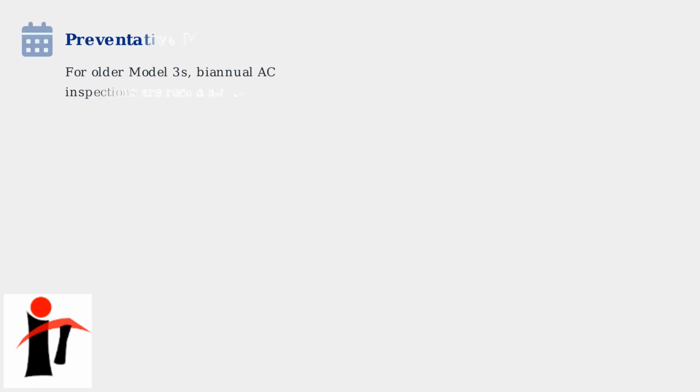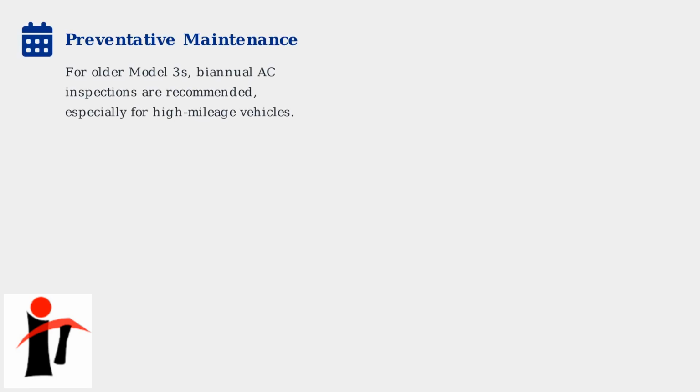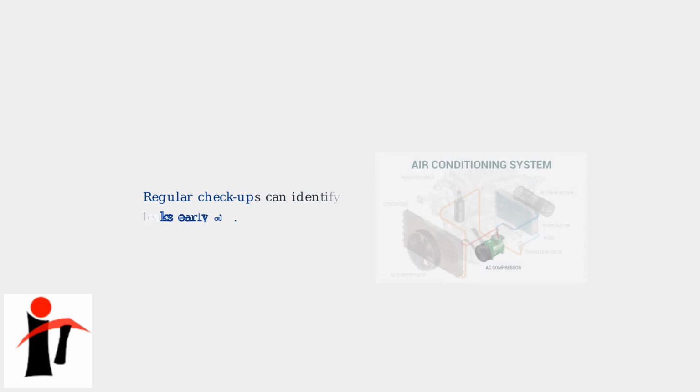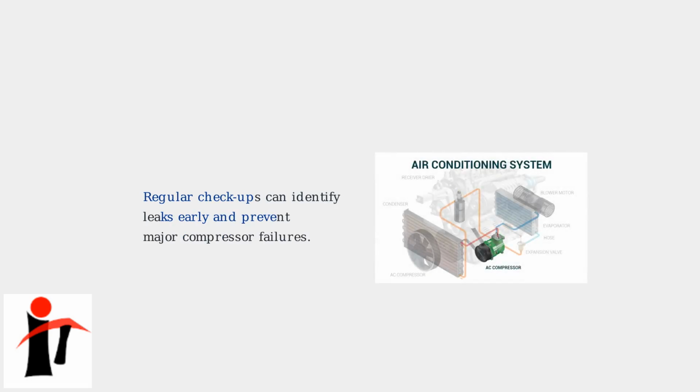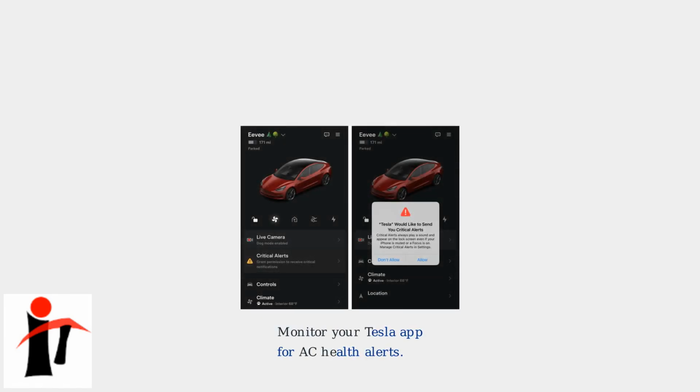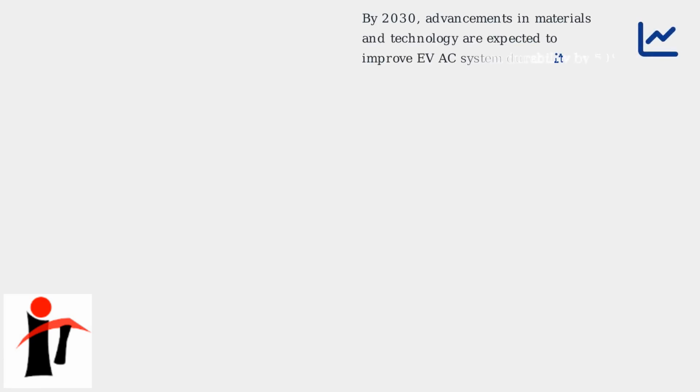For older Model 3 vehicles, biannual AC inspections are recommended, especially for high-mileage vehicles. These regular checkups can identify leaks early and prevent major compressor failures. Monitor your Tesla app for AC health alerts. By 2030, advancements in materials and technology are expected to improve EV AC system durability by 50%.